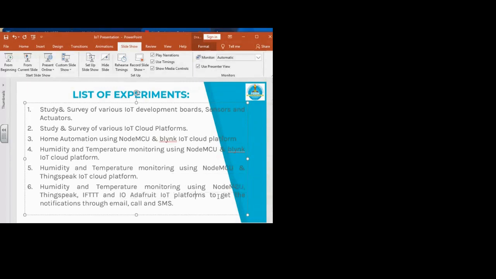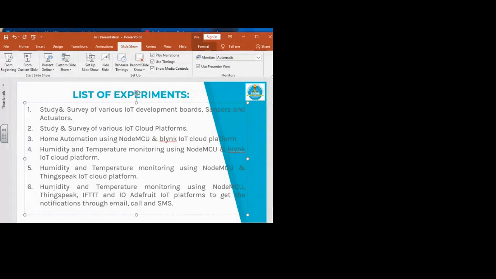And why am I going to use it? To get notifications through email, calls and SMS. So in what cases will I be getting a notification? Take an example. Suppose I want to develop an application, a fire detection system. If there is a fire, then what happens? The temperature in a room increases, isn't it? So the temperature sensor, suppose I have used a DHT11 sensor here, will be detecting that temperature.